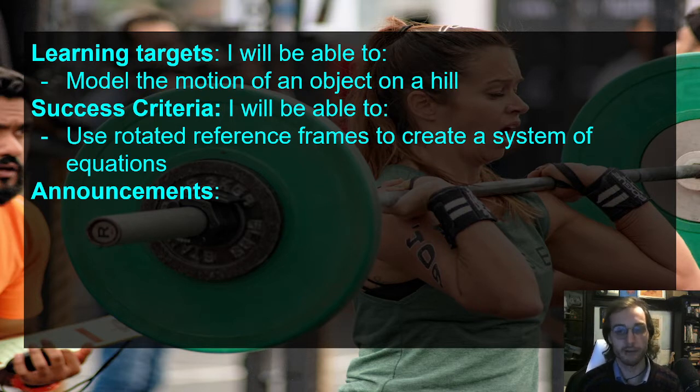a hill. We're rotating our reference frame. This makes our system of equations much easier than it otherwise would be. In particular by eliminating the acceleration in one of the directions. So instead of having acceleration in both the x and y direction, we make it so it's only accelerating in one of those two.